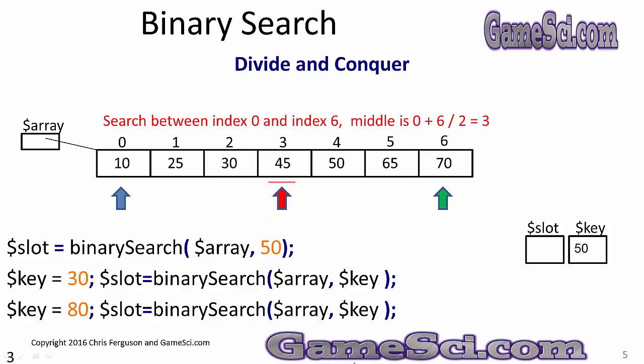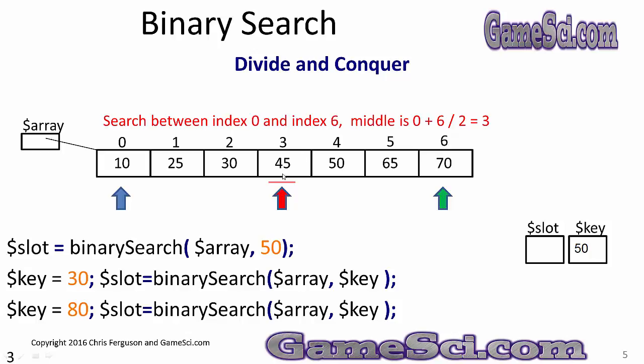Binary search says start at both ends. Search between index 0 and 6. Locate the middle and start your search in the middle. So 0 plus 6 divided by 2 is 3. It's going to start by looking at the 45.